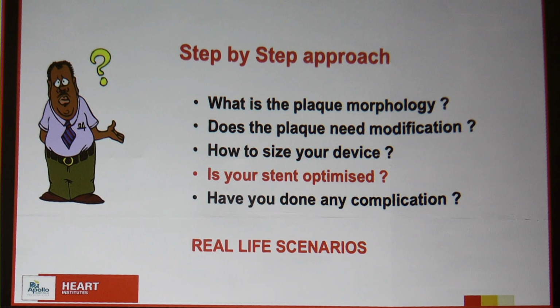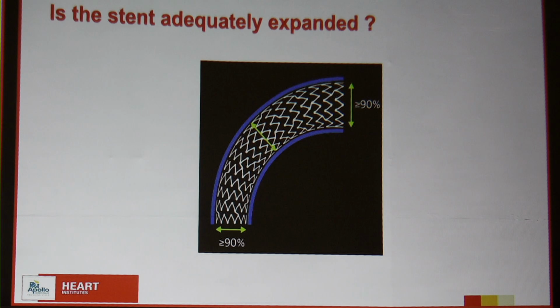The fourth step is to see that your stent is optimized. Now, how do you optimize a stent? It is very easy to optimize on OCT, because it gives you an AI calculation that so much percentage has been dilated.